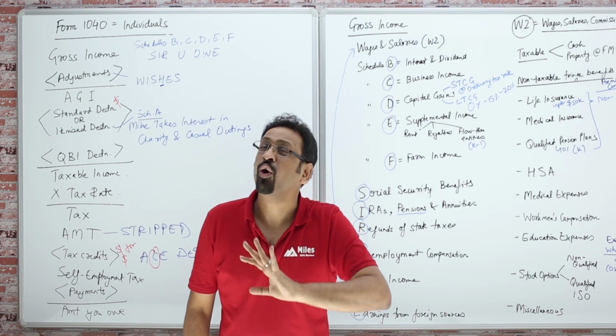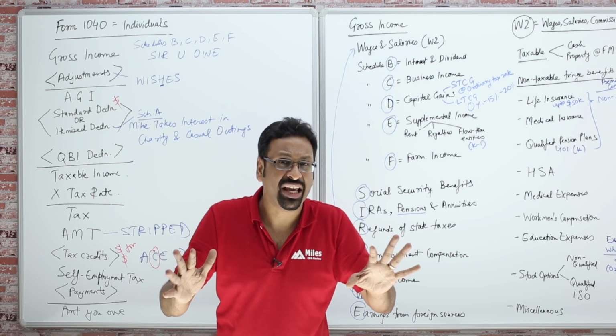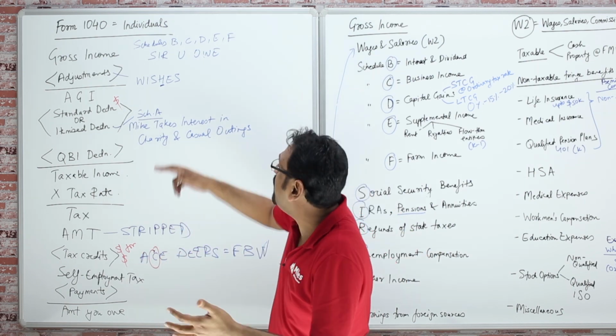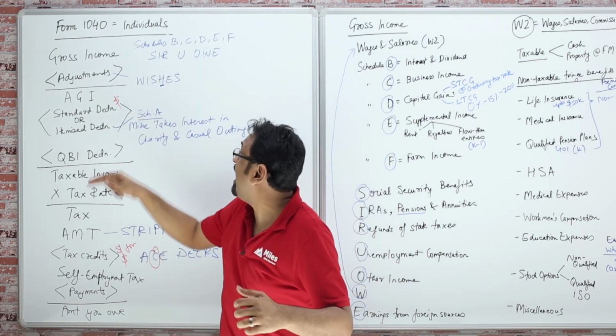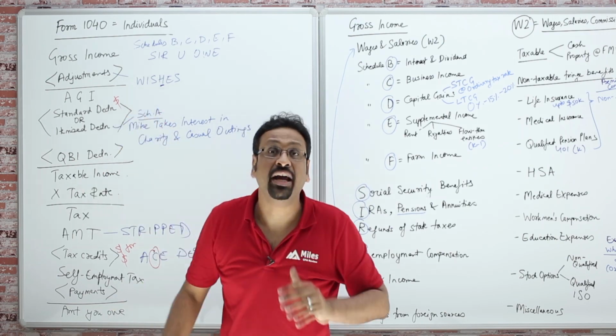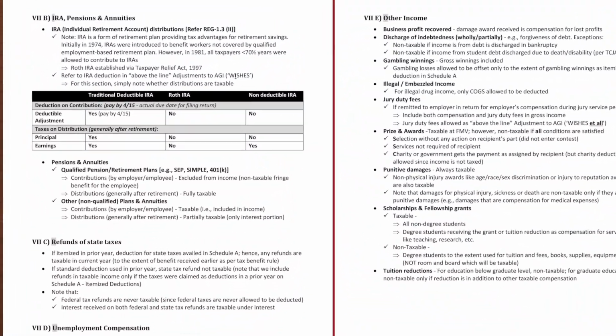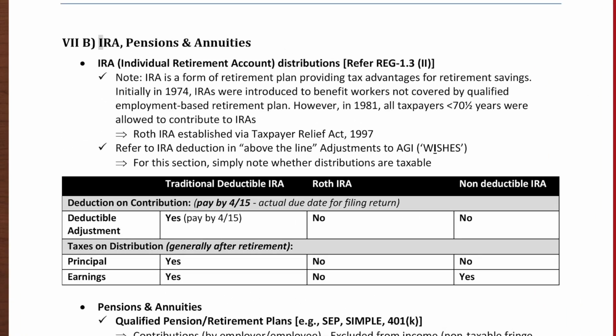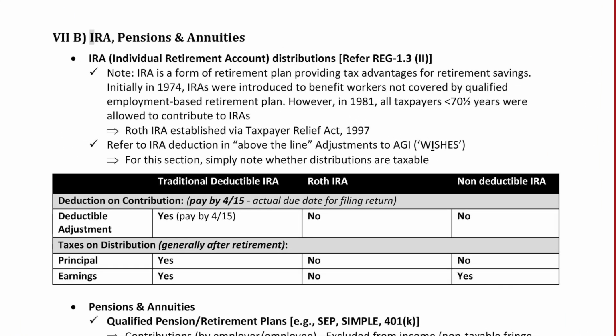Now the different rules for Roth IRA, and we'll cover this in detail when we're looking at the mnemonic WISHES and we get to the I of WISHES, which is IRA deduction. On page 46, we're looking at income from IRAs, pensions and annuities. Write an I out there, and that's the I of SIR-UO. So we have income from IRA or individual retirement account distributions.